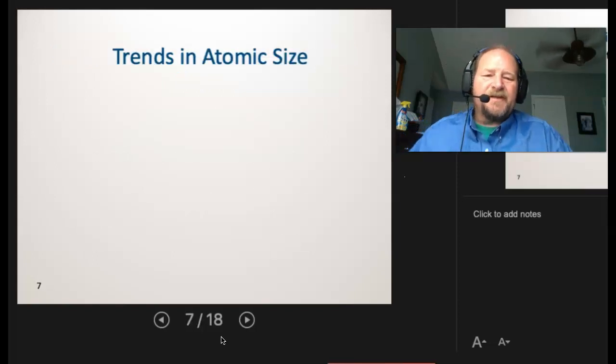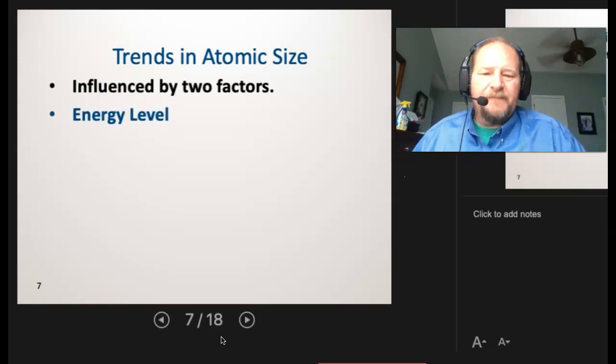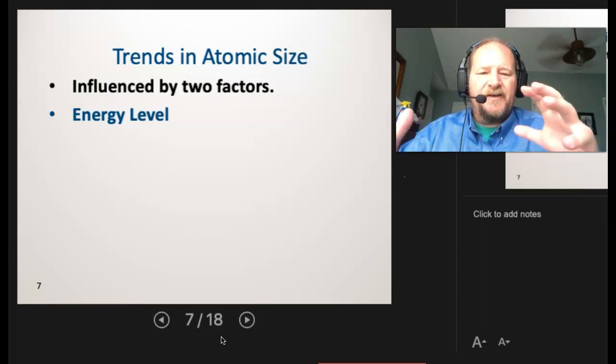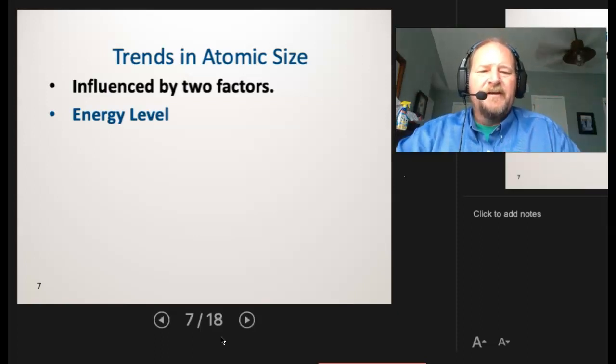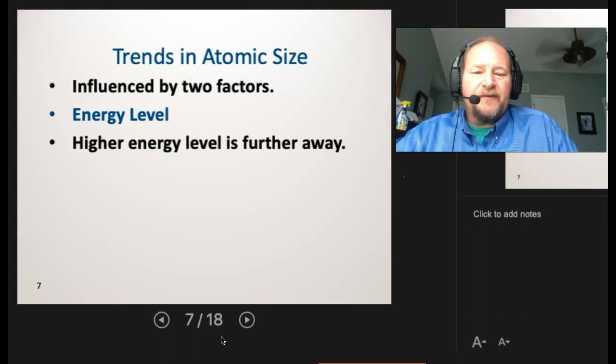So trends in atomic size will be influenced by two factors. First will be the energy level. You can think of it as like an onion. The more times I put a layer on, the bigger the onion's going to get, right? So the more energy levels, the further away the outside electrons are going to be from the nucleus. The higher energy level is further away.